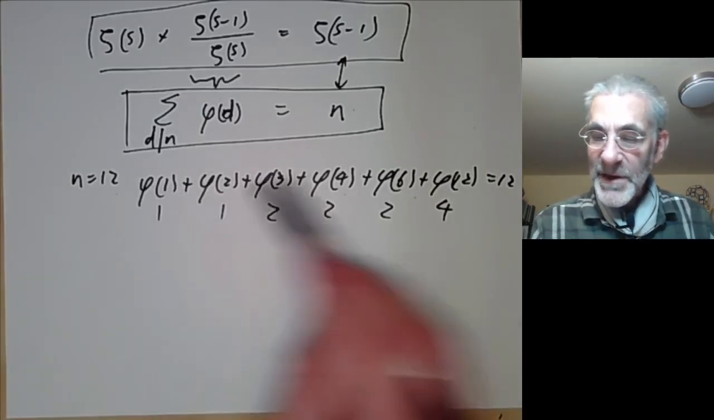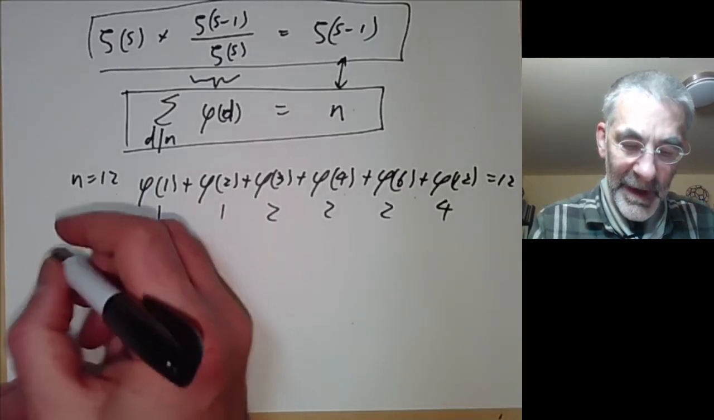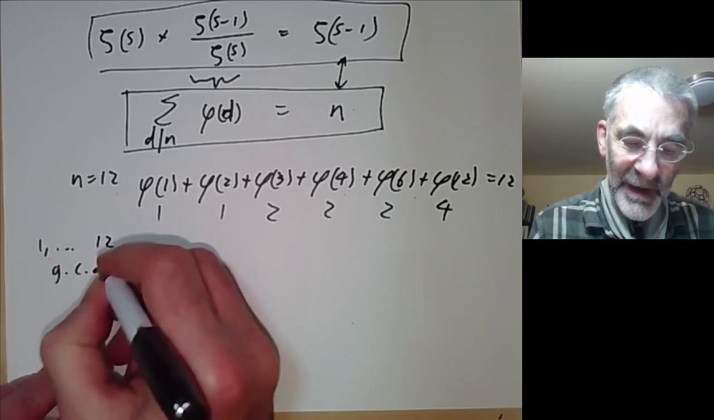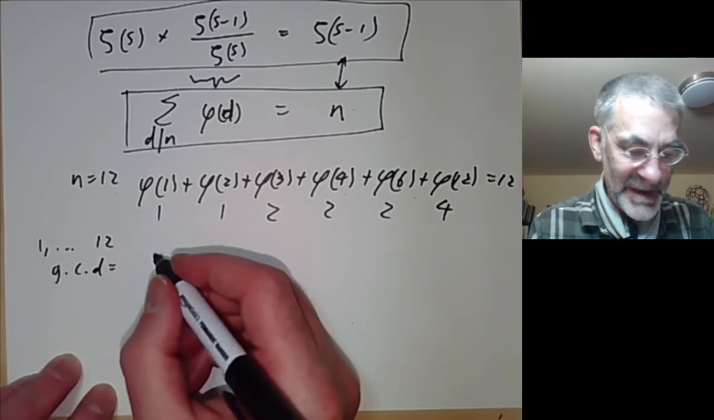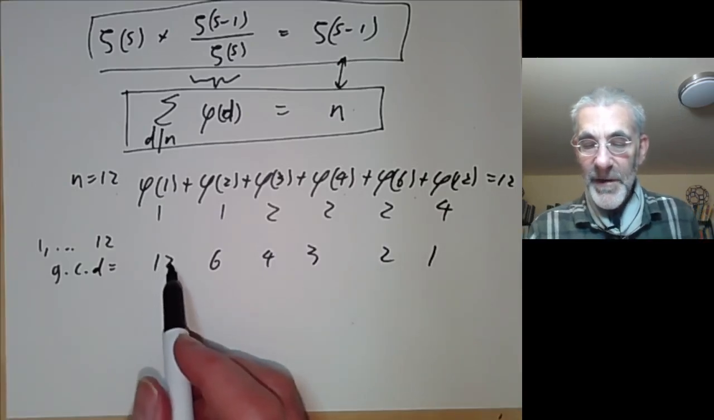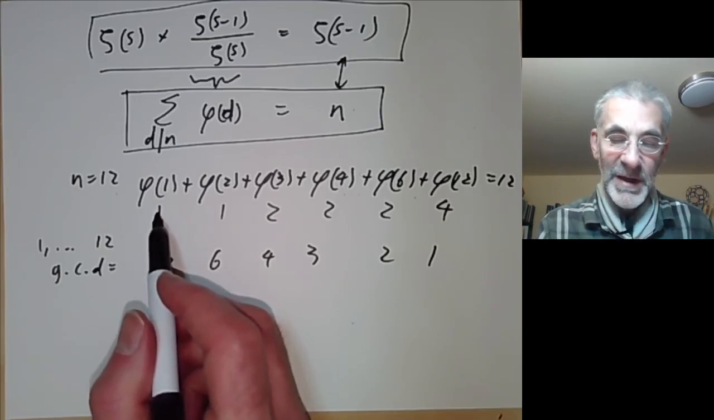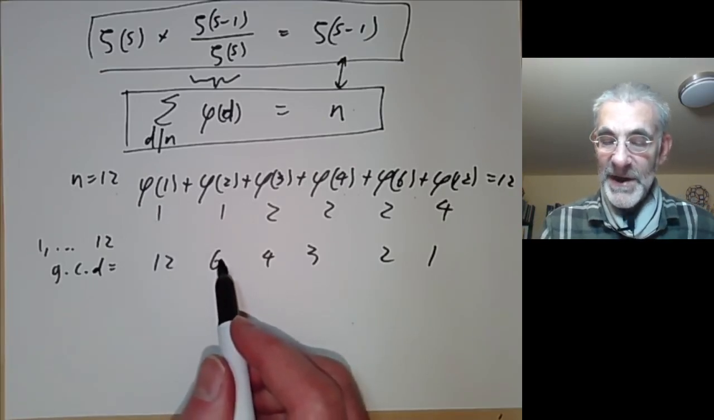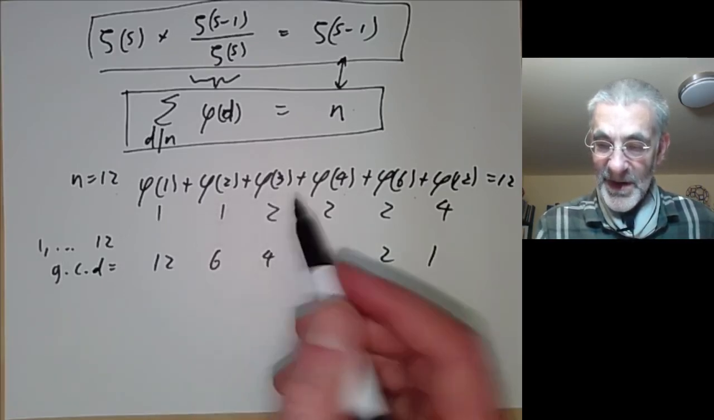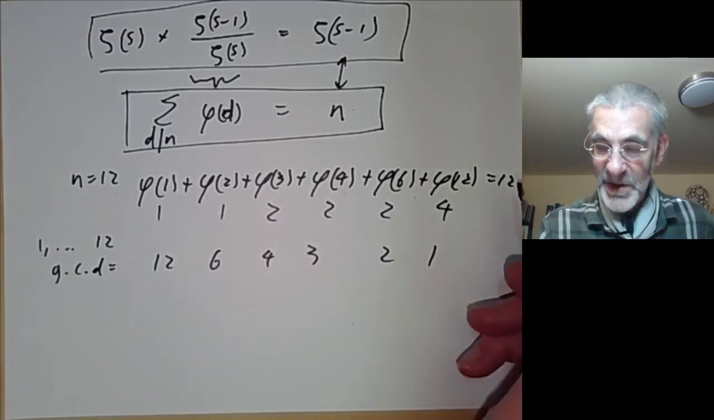Well, there's actually a different way to prove this identity. What we can have a look at is the numbers from 1 up to 12 such that the greatest common divisor with 12 is 12, 6, 4, 3, 2, 1. And you can see that the number of numbers whose greatest common divisor with 12 is 12 is just 1, because it has to be a multiple of 12. For the greatest common divisor to be 6, it must be a multiple of 6, and so on.